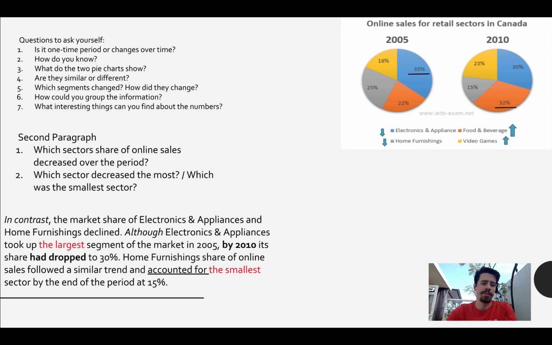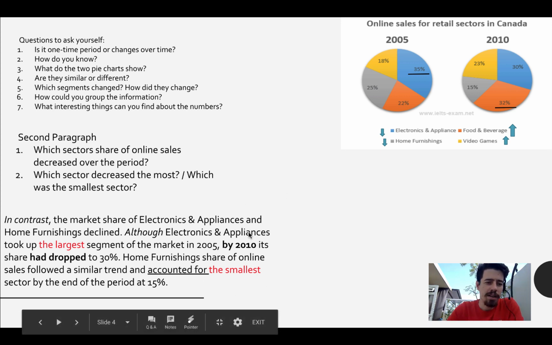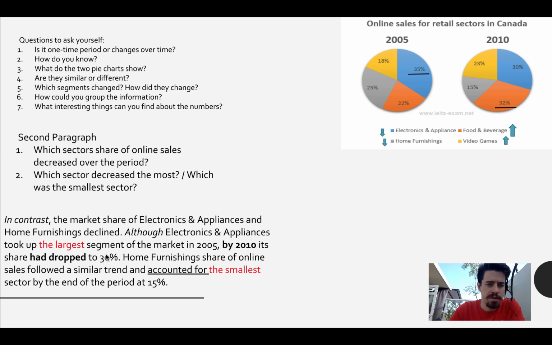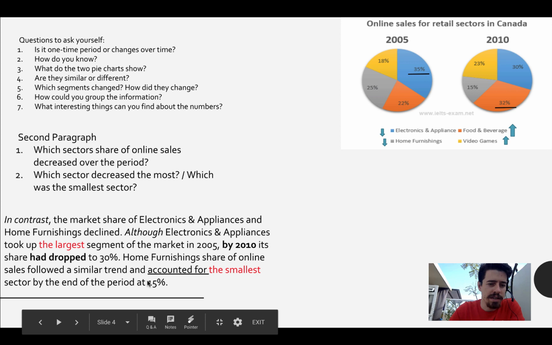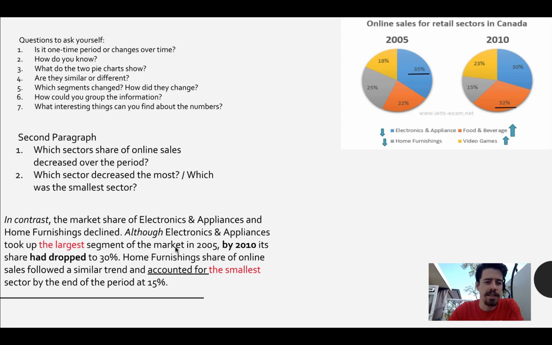Okay, so welcome back. So we've got our paragraph here. So again, it's about 4 lines, 4 sentences. 1, 2. It's actually 3 sentences, 3 longer sentences.